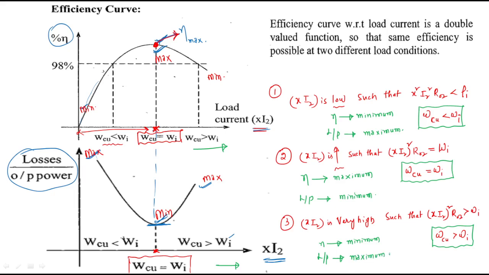So based on this we are going to get the efficiency versus load current and losses to output power versus load current. This is about the variation of efficiency with load current. So obviously the efficiency curve with respect to load current is a double valued function. That's why the same efficiency is possible at two different loads. So this is, let us take, half of the load, let us take a quarter of full load.